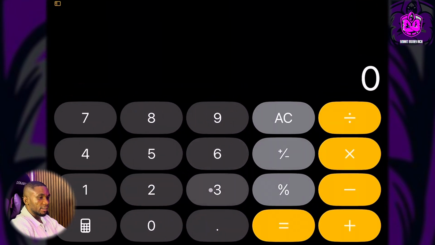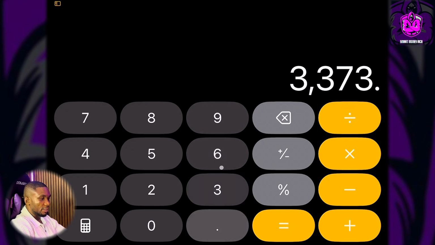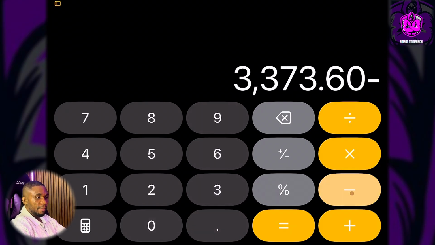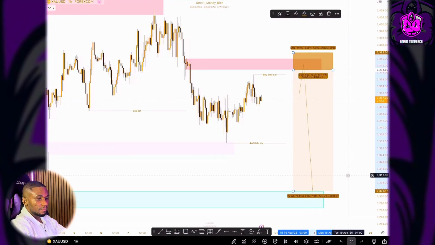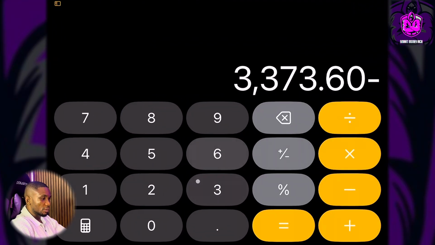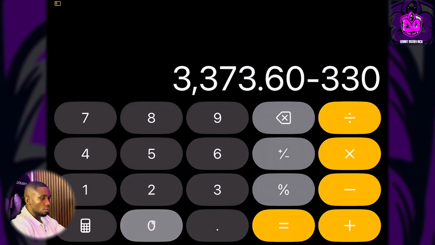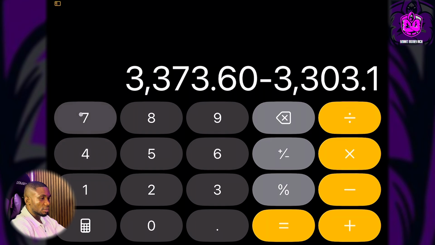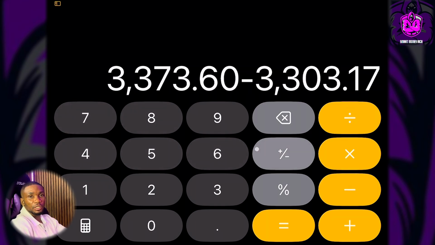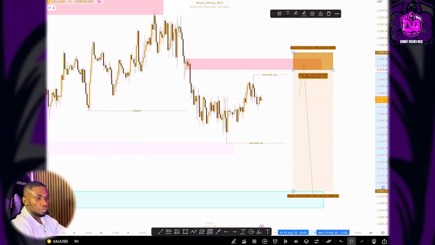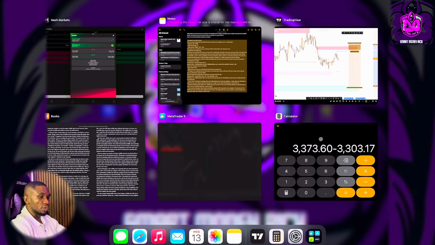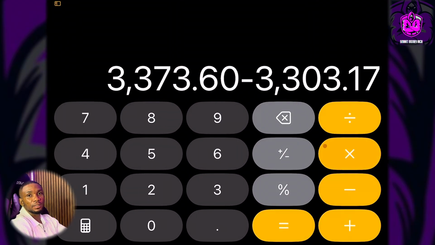We are going to say 3373.60 minus take profit 3303.17. Always make sure you don't make mistakes with the numbers, so you have to always cross check what you're doing if it is right, because if you make mistakes with the numbers, it's going to affect the lot size. We are going to calculate lot size as well.